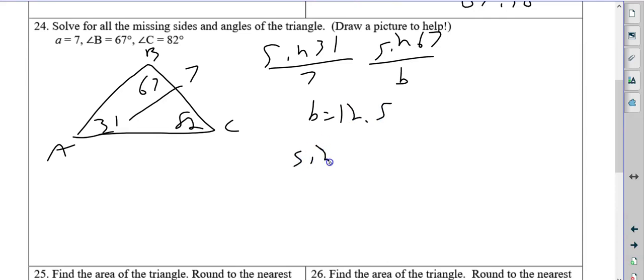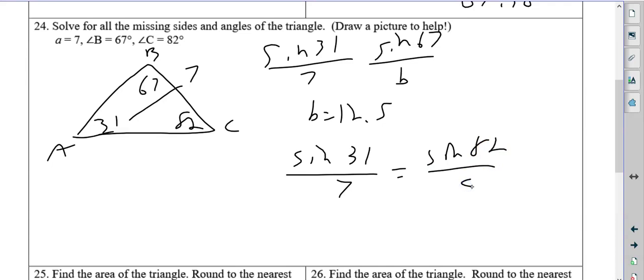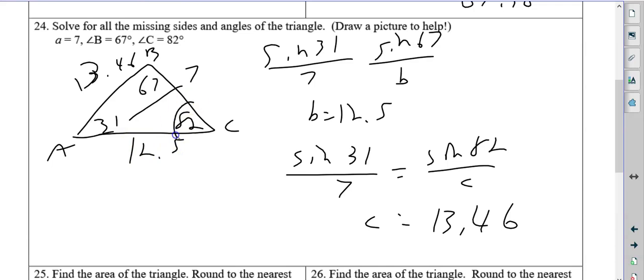And then if I do the same thing, sine of 31 over the original 7 equals sine of 82 over little c. And again, type in your calculator. 7 times sine of 82 divided by sine of 31. C is equal to 13.46. So it looks like this. And notice, biggest angle, biggest side. Medium angle, medium side. Smallest angle, smallest side. As it should be.